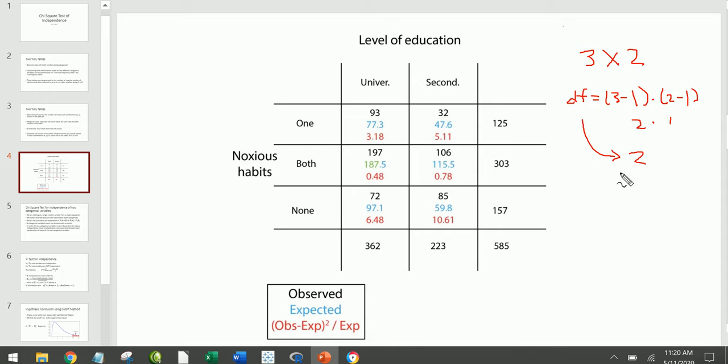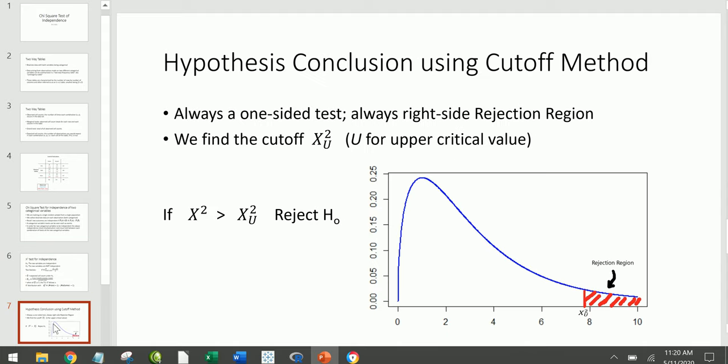Okay? Now, eventually, we're going to use this value to go to a table. But before we do, let's go a little bit forward and look at how we're going to arrive at a conclusion in the test. So this chi-square test of independence is always going to be a one-sided test. If you're used to doing hypothesis tests where you have to choose which tail your rejection region is going to be on, this one is very simple. It's always going to be a one-sided test, and it's always going to be a right-sided rejection region.